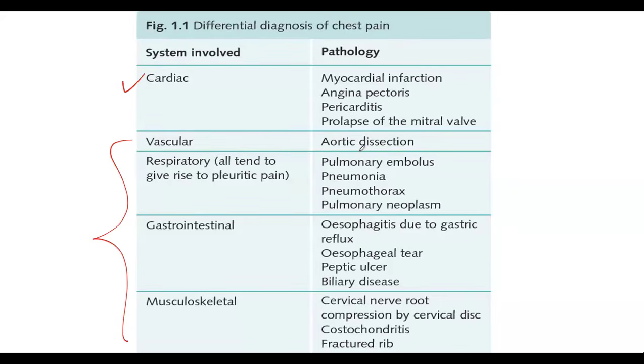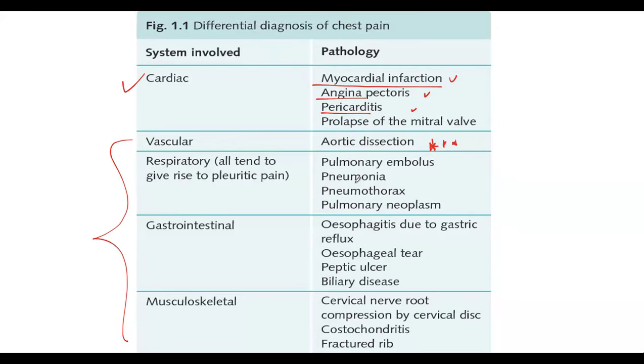Now, for cardiac causes, the most important thing to rule out is myocardial infarction. Then we should also think of a simple stable or unstable angina, or pericarditis. These three are usually the most important causes related to cardiac. Vascular: aortic dissection, very important. It comes in exam a lot, so we will discuss that as well.